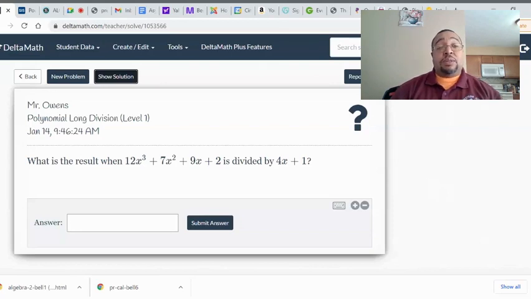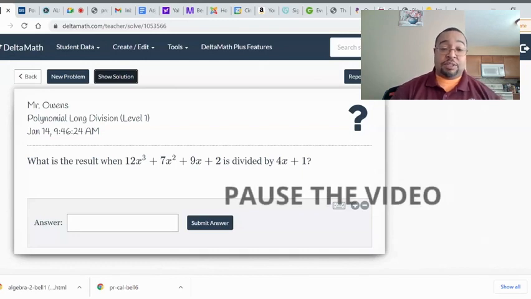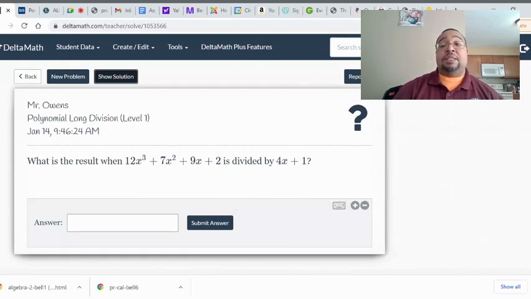Now I want you to try one on your own. You can pause the screen, and I want you to try this problem when you're doing long division. Follow the steps. I know it takes a little time, but try it. You're not going to learn anything without at least trying. So this problem right here to my right, you need to attempt it. Let's pause the screen.